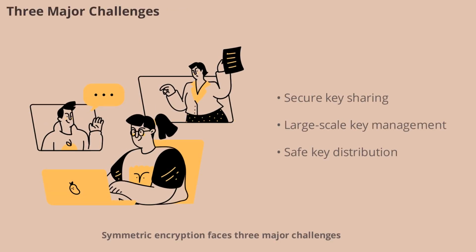Symmetric encryption faces three major challenges: securely sharing the secret key, managing a large number of keys, and securely distributing new keys whenever an old key is compromised. Each of these challenges becomes more difficult as the number of users increases. The complexity of key management is a significant barrier for large-scale systems, making it clear that a new approach is needed to ensure secure communication.